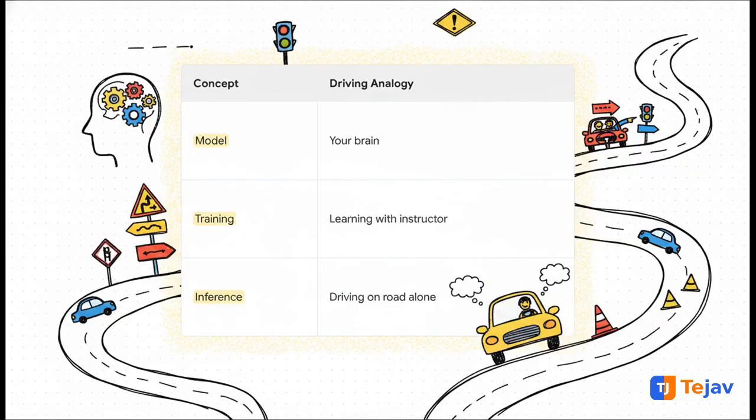If this is still a little fuzzy, let me give you a super simple analogy. Learning to drive. In this case, the model is your brain. It has the ability to learn. The training? That's all those hours you spent in the car with the driving instructor, learning the rules, seeing different situations over and over. And inference? Well, that's you finally driving on the road all by yourself, reacting to new, unpredictable traffic in real time.